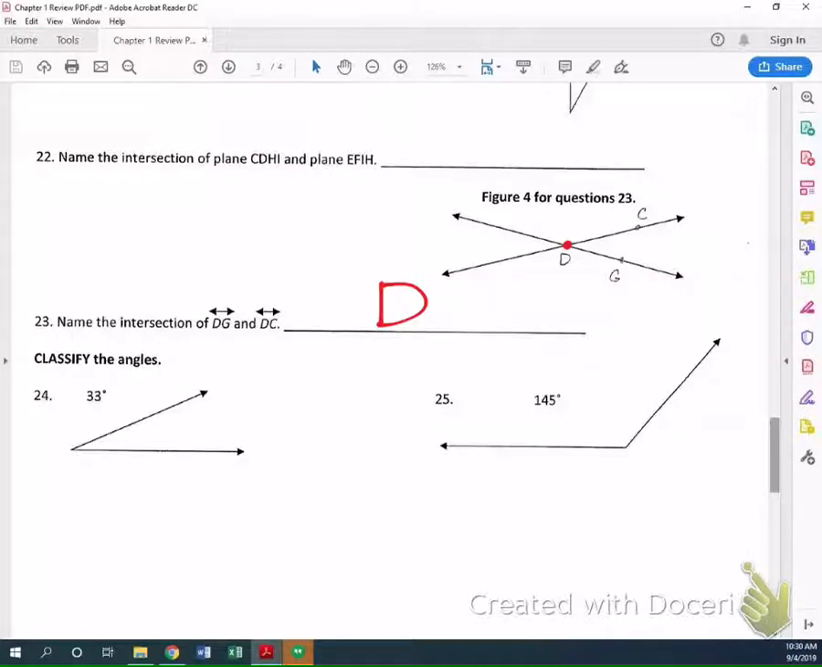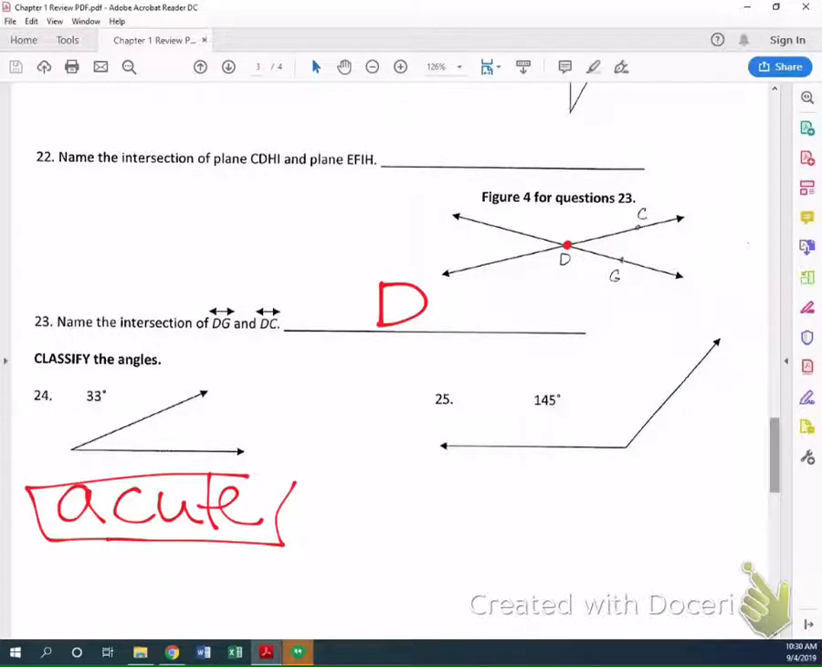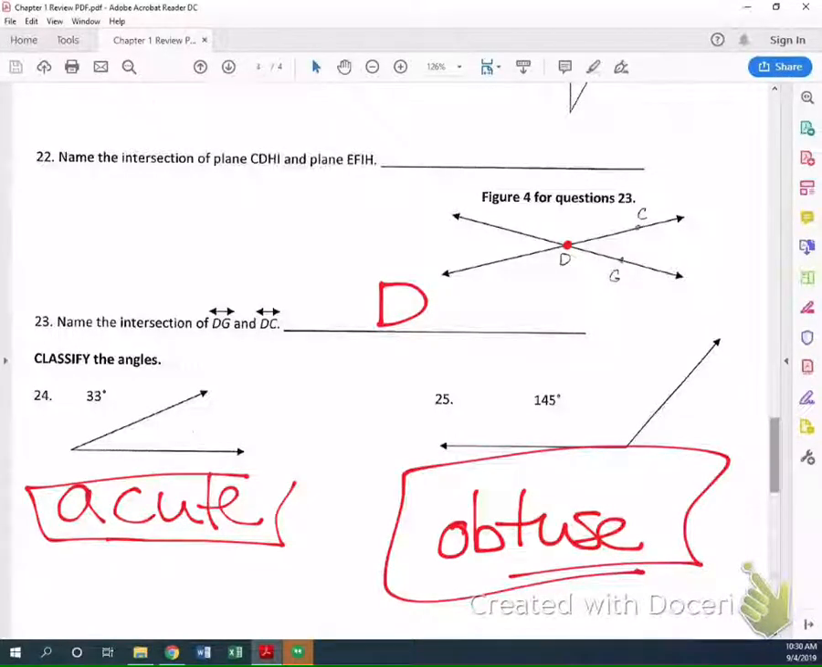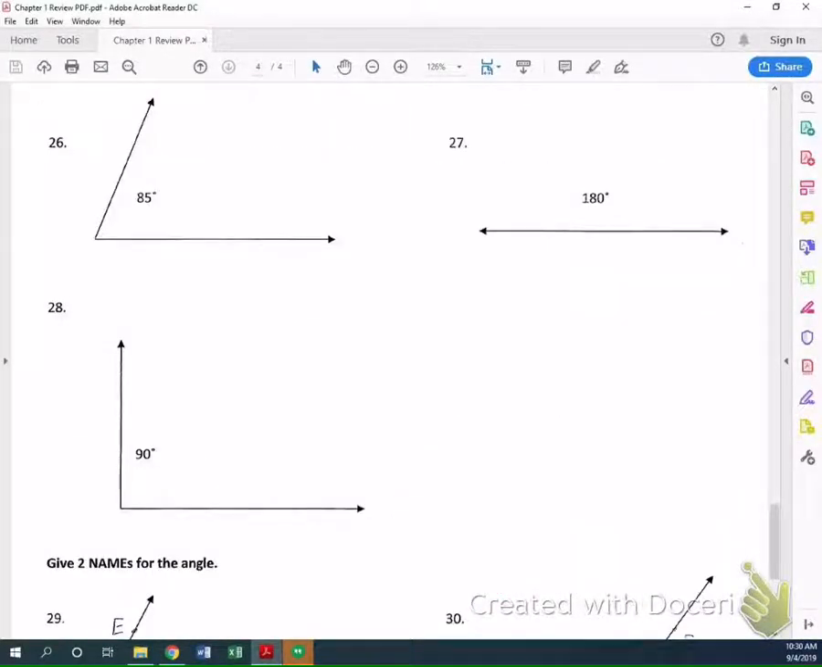If you have a 33-degree angle, what would that be classified as? Acute. Just a cute little angle. If you have an angle that measures 145, what would you call it? Obtuse. 26. This one is acute. It's less than 90.